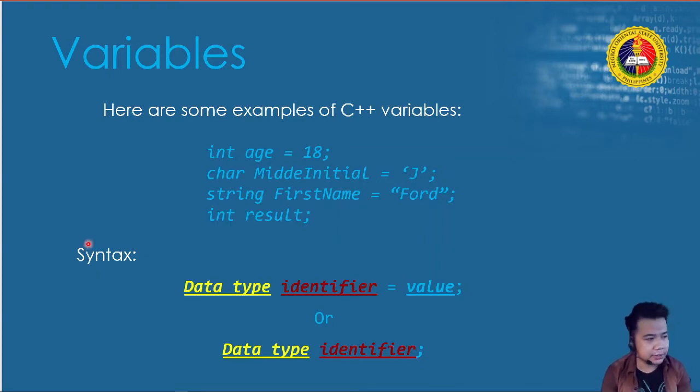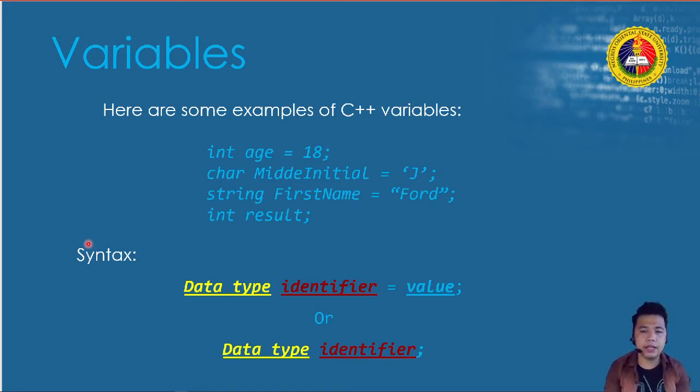And here is another example of C++ variables. So we have here int age equals 18, char middle initial equals J, string first name equals Ford, and int result. Okay, so these are examples of how C++ variables are written, and the syntax is going to be data type, space, identifier, equals value, or just data type, space, identifier. Now, of course, we've all discussed that in our previous discussions. What are data types? What are identifiers? How are we going to write the variable? So on and so forth.